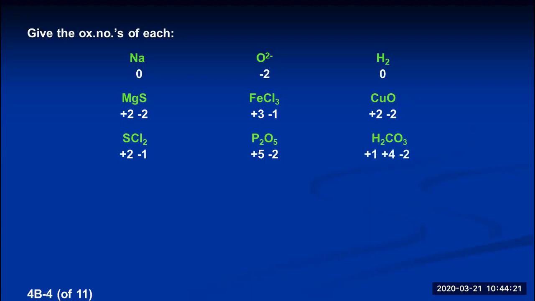Make sure you see how this works. The 2 hydrogens are +1 and +1. They add up to 2. The carbon adds up to 4. That adds up to 6. And then 3 -2's make -6. This makes the entire compound 0.